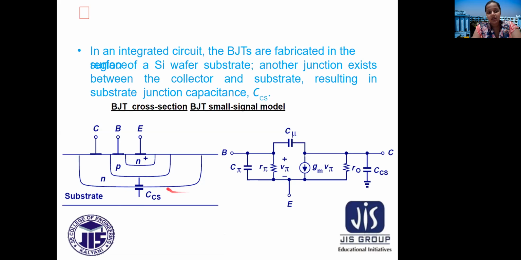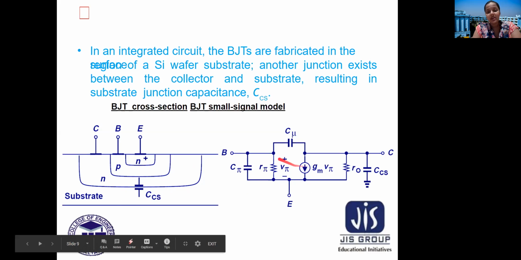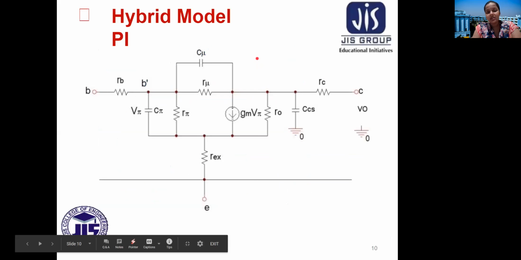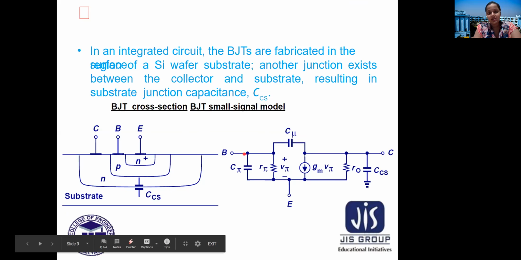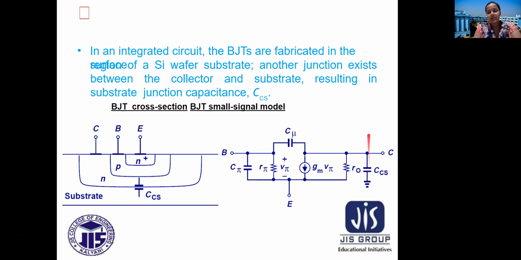Similarly, this constructional view can be understood by this circuit view. Let me show you. So this is the BJT, this is the collector junction, this is the emitter junction, base, emitter and collector. And again a load capacitor is connected at the collector terminal, that is CCS.